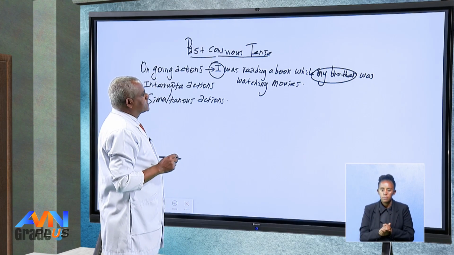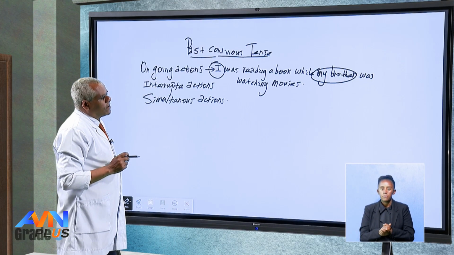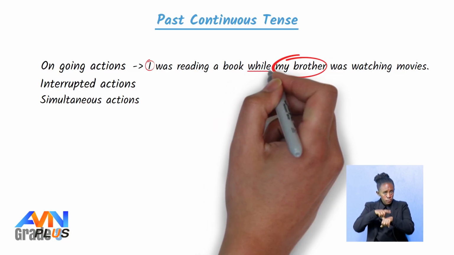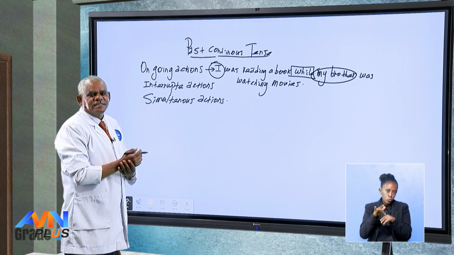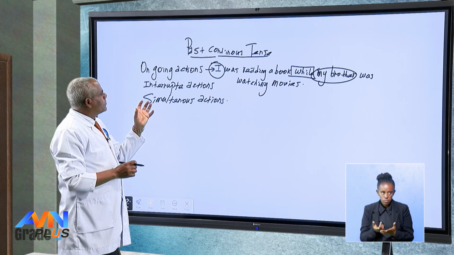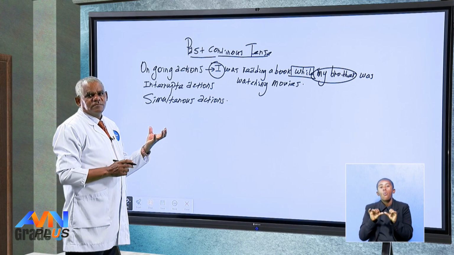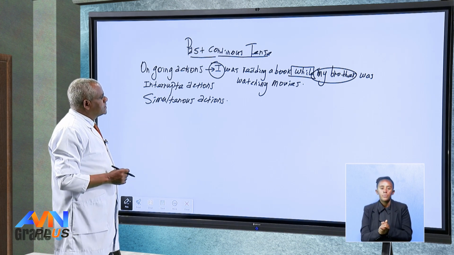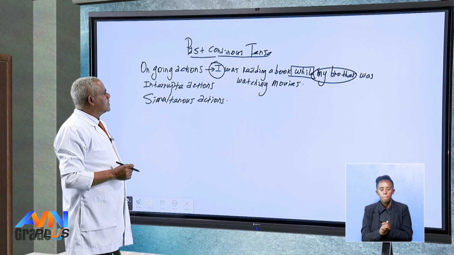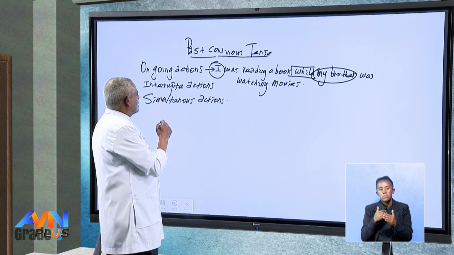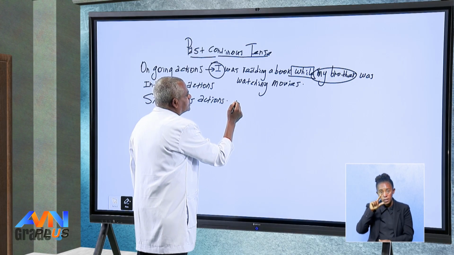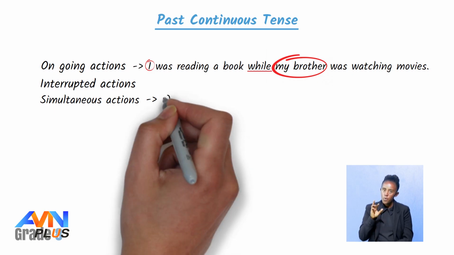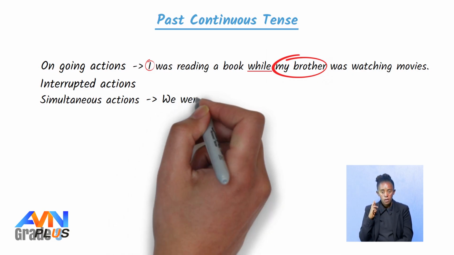Come on again, let's go. There is something you have to bear in mind about this word. This while is very important in order to use past continuous tense when you want to talk about ongoing actions. Ongoing actions. Let's go and see the simultaneous actions. I will come to the previous one next to this. Simultaneous action means, you see, we were chatting.